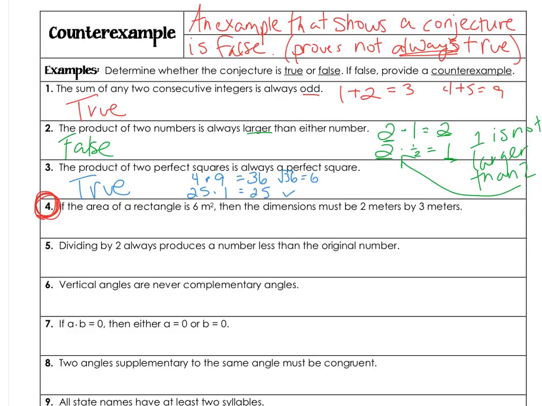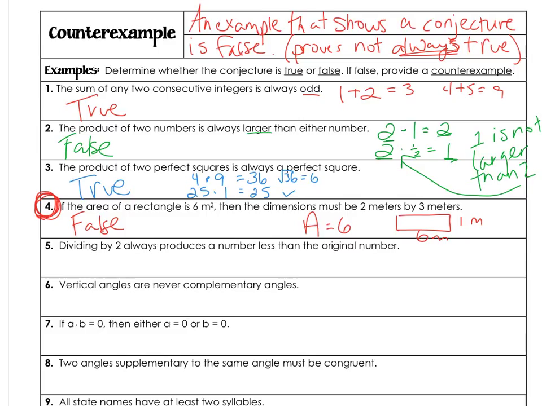All right, so hopefully you put false, that this does not always work. The area will not always be 6, or if the area is 6 meters, the dimensions are not always going to be 2 meters by 3 meters, because it could be 1 by 6, and that would be a counterexample I could show so that the area is still 6, but the dimensions are something different.